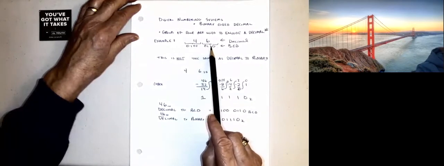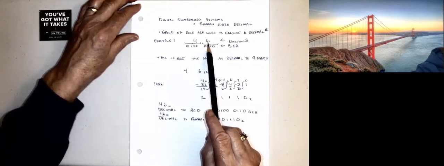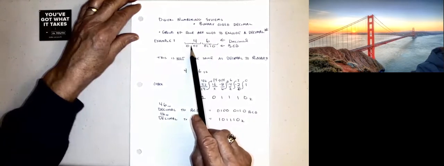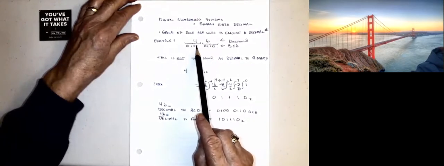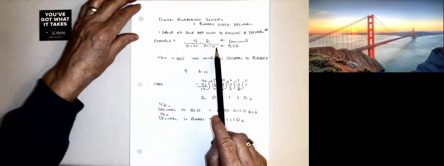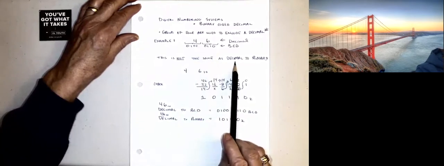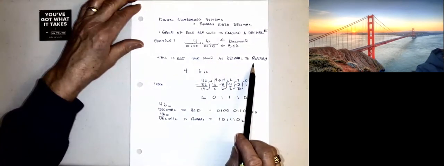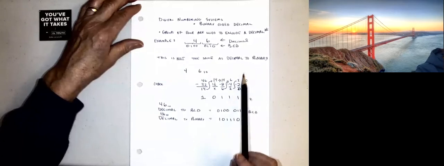We're turning 2 and 4 on to add up to 6, and we're turning 4 on to represent that. But this is now going to have a BCD written beside it. And it's not the same as binary to decimal. It doesn't end up being the same number.